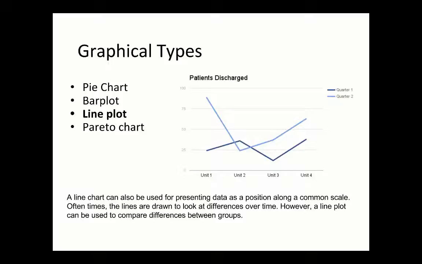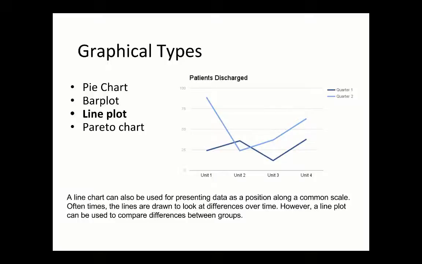A line chart can be used for presenting data as a position along a common scale. Oftentimes, the lines are drawn to look at differences over time. However, a line plot can be used to compare differences between 2 groups. A line plot is used for 2 main purposes. One, to present trends or patterns in the number of occurrences between groups, or 2, to present trends or patterns in the mean of a variable between groups.